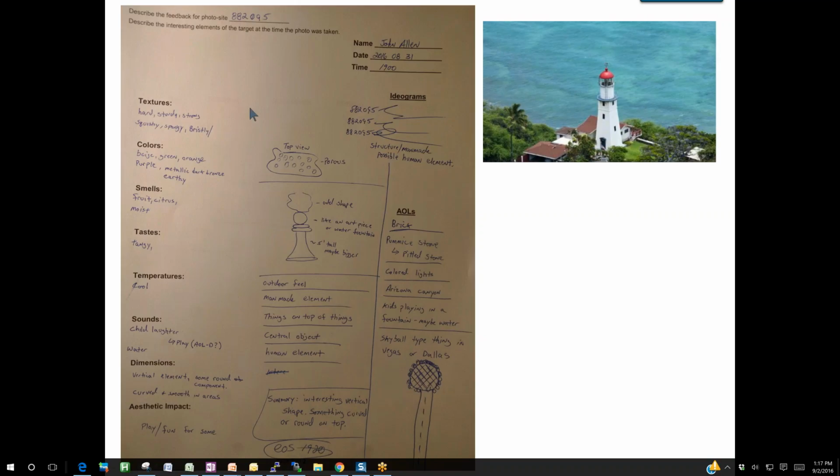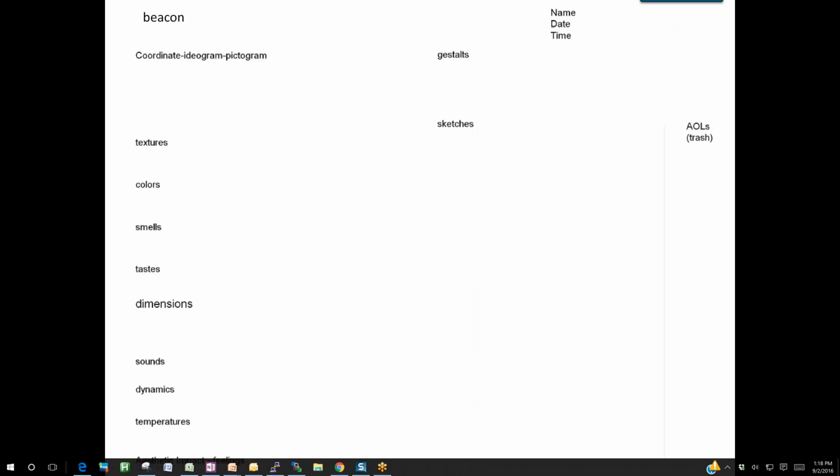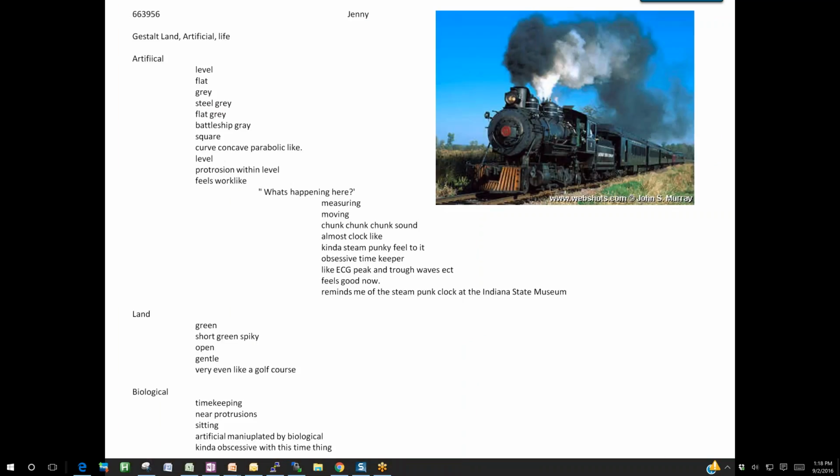And I have a feeling that both John and Jenny are working towards that. Every time they do a feedback session, they're trying to improve. But I just want to show what you can see with self-judging. It works quite well.